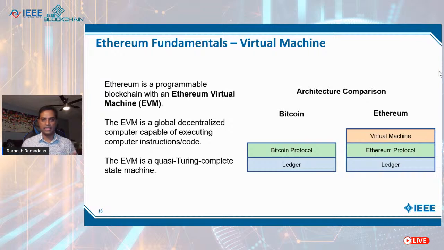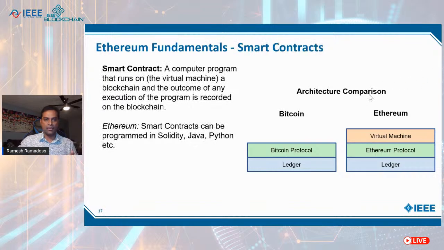So now let's look at smart contracts. A smart contract is a computer program that's deployed on the virtual machine. For example, you could write a smart contract where when certain conditions happen, in this case the Ether gets transferred from user A to user B. So conditions like if-then can be programmed and deployed on this Ethereum blockchain. And smart contracts can be programmed in Solidity, Java, or Python.